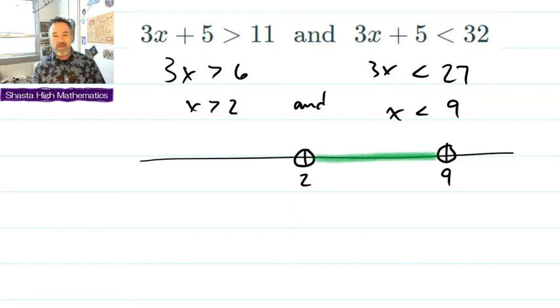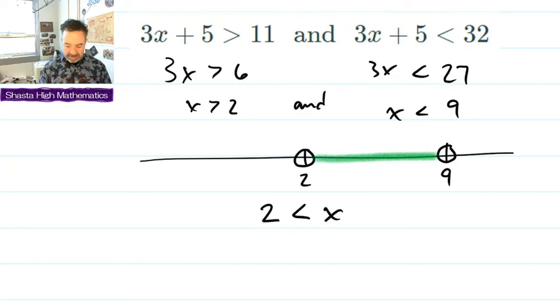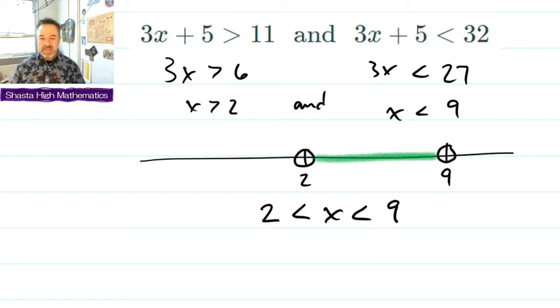Now, the way you can write your final answer, you can simply say, here's the number 2, and then I've got my x, and then I've got the number 9. This nicely says that x's are those things that are between 2 and 9, not including the endpoints, not including 2 and not including 9.